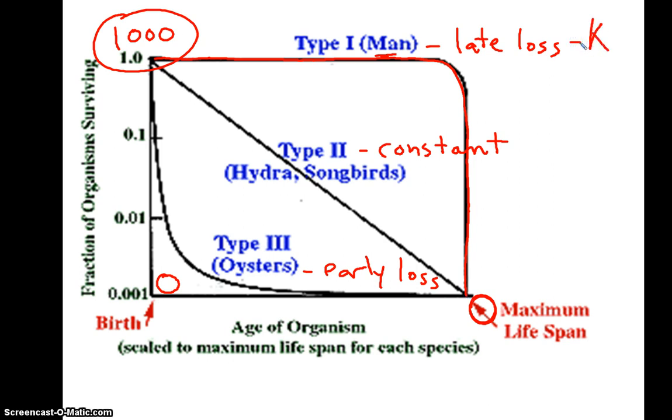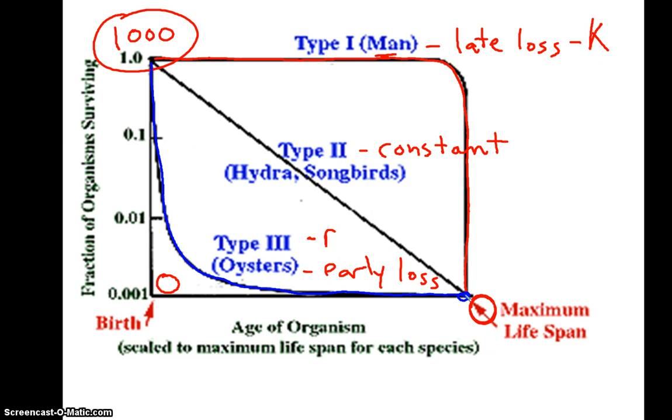The other extreme is a type 3. So here's your oysters, which are an R. This is what's called early loss. So they will have lots of offspring at once, but most of them are going to die right away. Very few survive to adulthood. So they've got a very heavy early loss or early mortality. But once they reach adulthood, the ones that do survive are able to stay alive for a long time. Now eventually they all end up down here at a 0 population, but it's just how they get there.